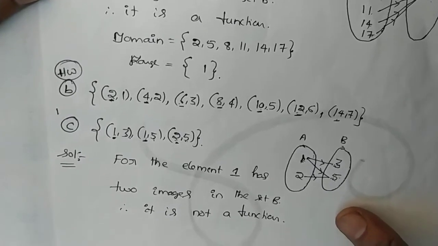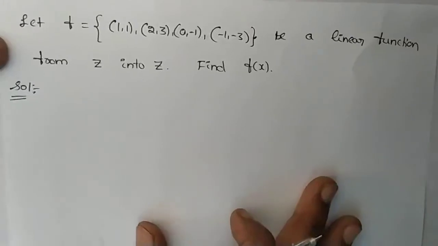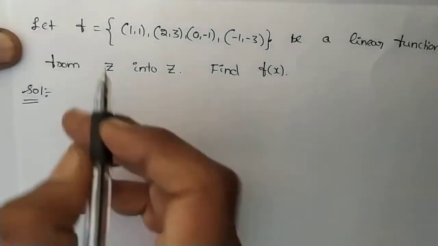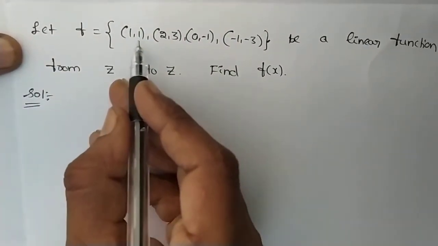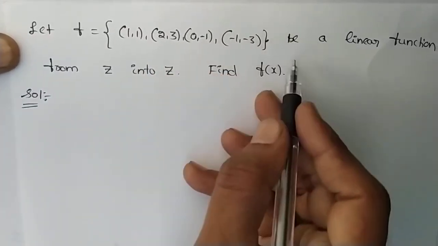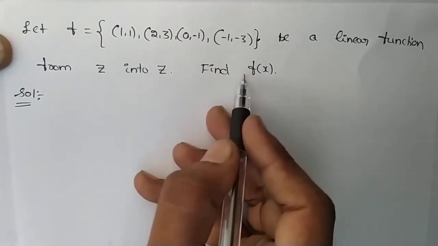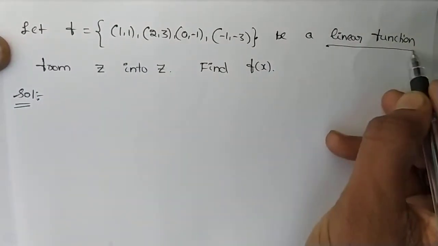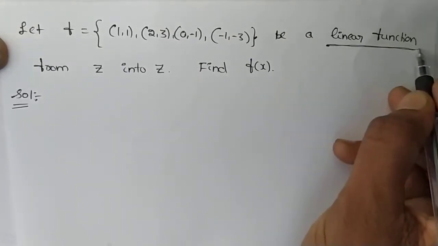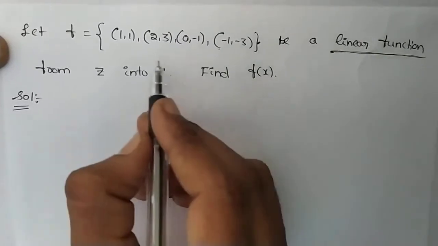Now let us move on to the next question. Write down the next question. Let f equals {(1, 1), (2, 3), (0, -1), (-1, -3)} be a linear function from Z into Z. Find f of x. Linear function, we have to find the general form of a linear function for this function.